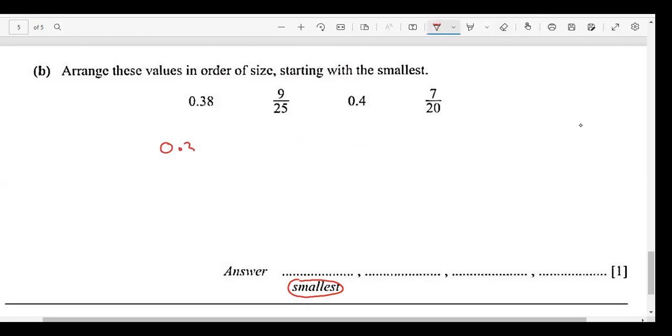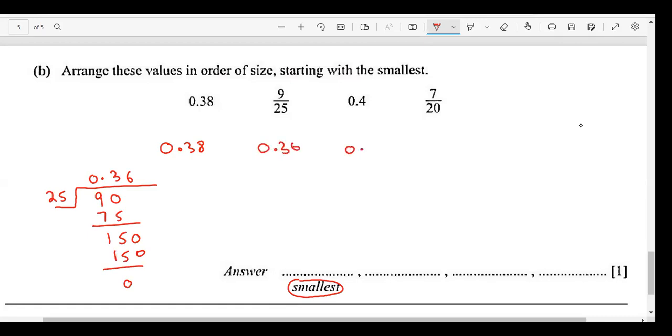This one is 0.38. Then 9 divided by 25. I need to convert it. This is 25. I will be writing down the decimal. This would give me 90. Then I need to see 25 multiplied by 3 gives me 75. So it would be 75. Then I am going to get 15. 15 is less than 25, another 0, and 25 into 6 is 150. So I would get 0.36.